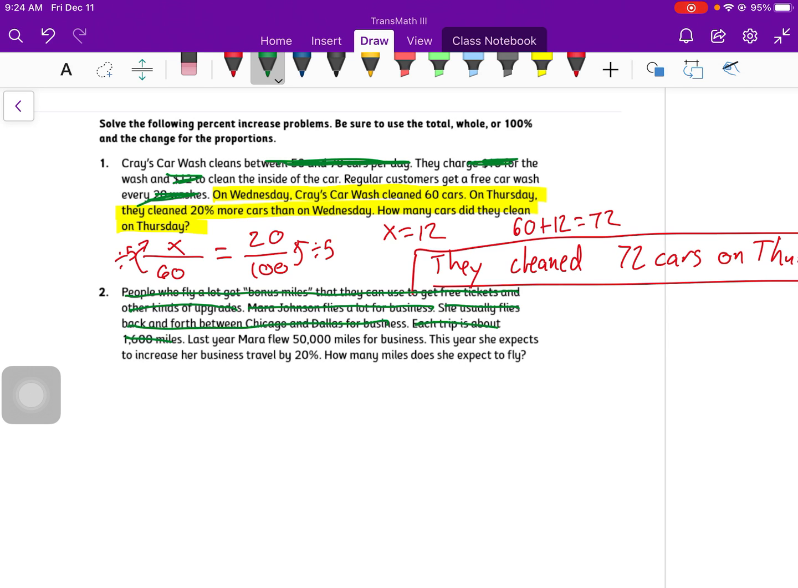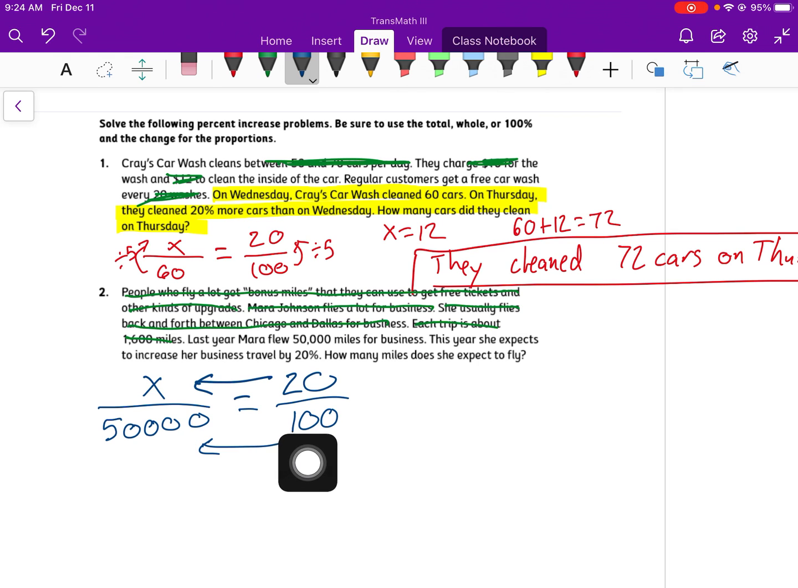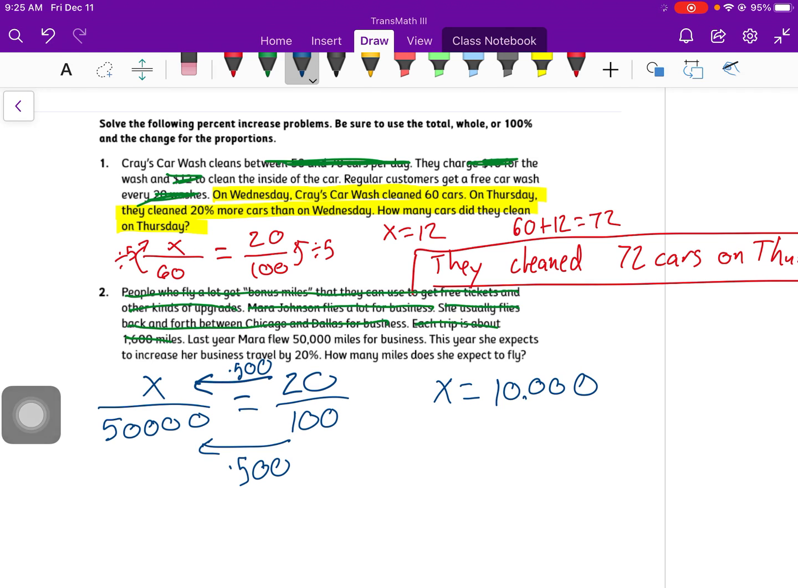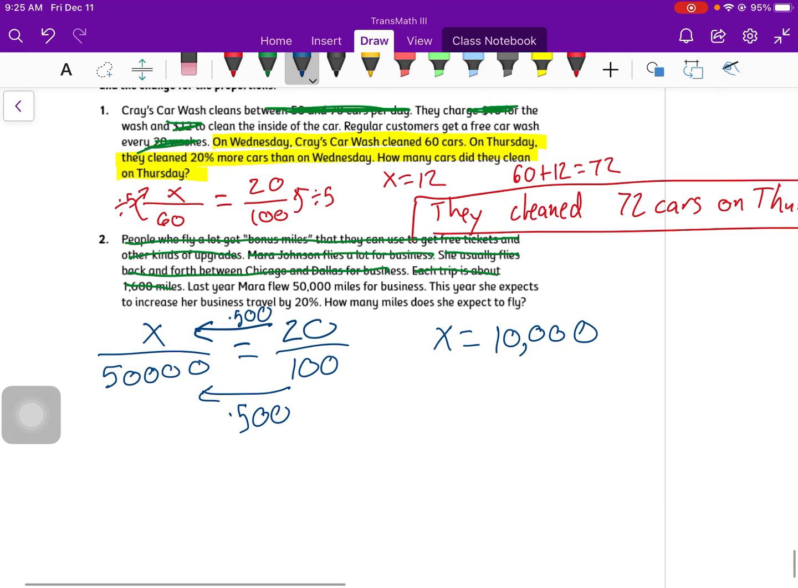So I don't care about the 1,600 miles part. I care about how much she's flying in a year. So her original amount is 50,000, and we don't know how much it changed by, but we know she plans on increasing 20% out of 100. Now for this one, you could try to simplify, or I can just multiply straight across. If I'm looking for 1 to 5, that'd be times 5, but I have 2 zeros, and over here I have 4, so I need 2 more zeros. So times by 500 to get x equals, well, 5 times 2 is 10, but there are 3 other zeros, so x is 10,000. That's how much she increased.